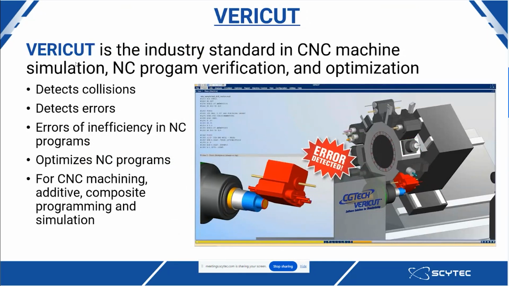Thanks, Jeff. So as Jeff had mentioned here, in case anyone's not familiar with VERICUT, we're the industry standard when it comes to CNC machine simulation and NC program verification and optimization. So our software, VERICUT, does a variety of things, from detecting collisions and errors in your NC program and subroutines before you get down to the shop floor, to finding any errors of inefficiency, and it also has the capability to further optimize your program as well. And VERICUT also has the capability to do, as we mentioned, CNC machining, additive, as well as composite programming and simulation, just to give you an idea of what VERICUT is.